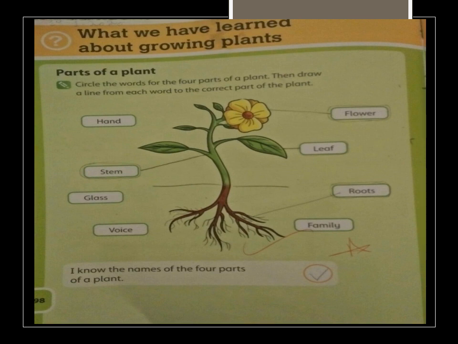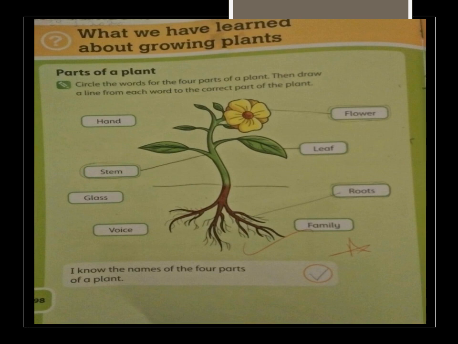Then we have leaf, L-E-A-F, leaf. Yes, leaf is a part of a plant. Circle leaf and match it with the leaf picture. Next we have roots, R-O-O-T-S, roots. Circle the roots or you can color it and then you have to match it with the roots. At the last we have family. It's not a part of a plant.